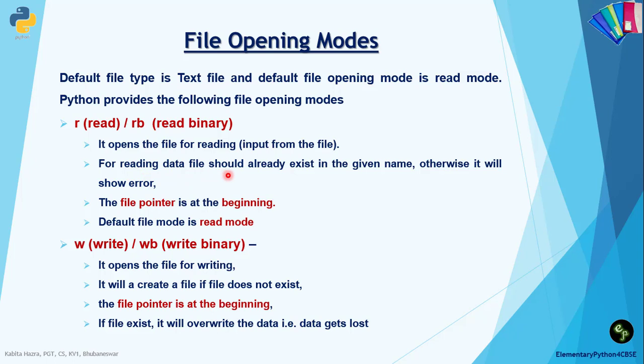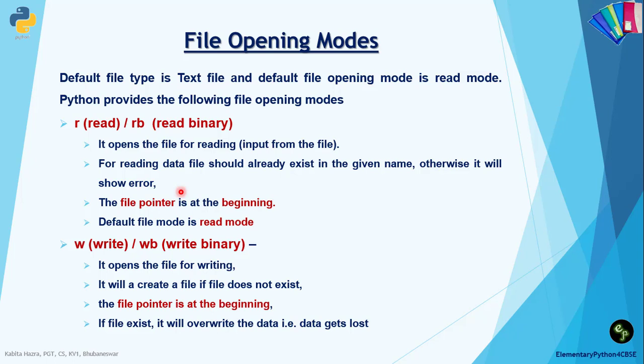For reading data, the file should already exist with the given name, otherwise it will show an error. So whenever we are opening a file, we must ensure that the file already exists in the disk, otherwise we will not be able to read data from the file and it will show an error. The file pointer is placed at the beginning of the file, so the reading operation starts from the beginning of the file, and the default file mode is read mode.